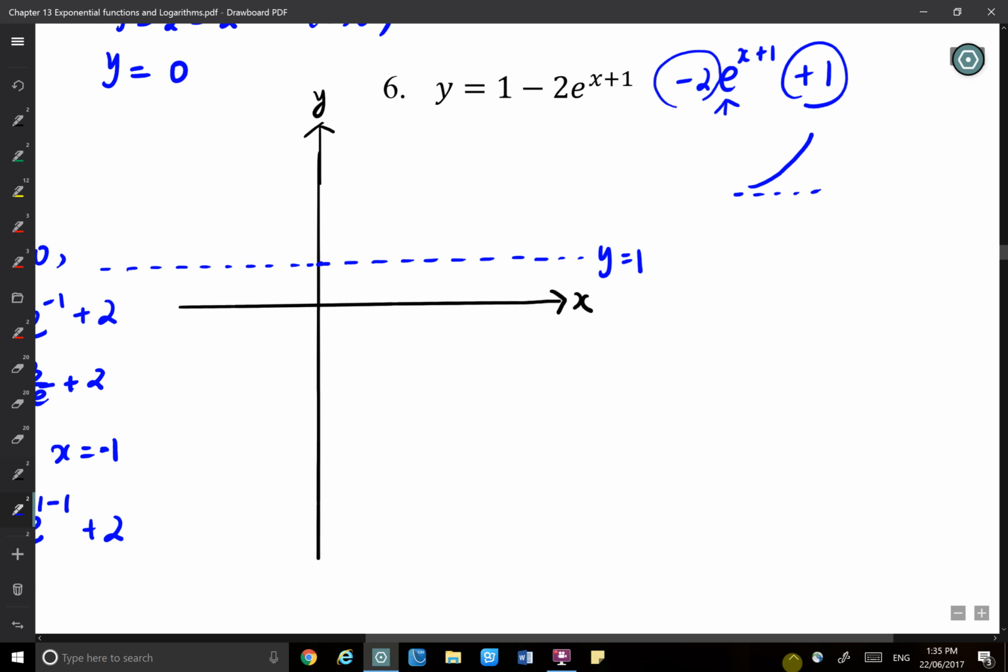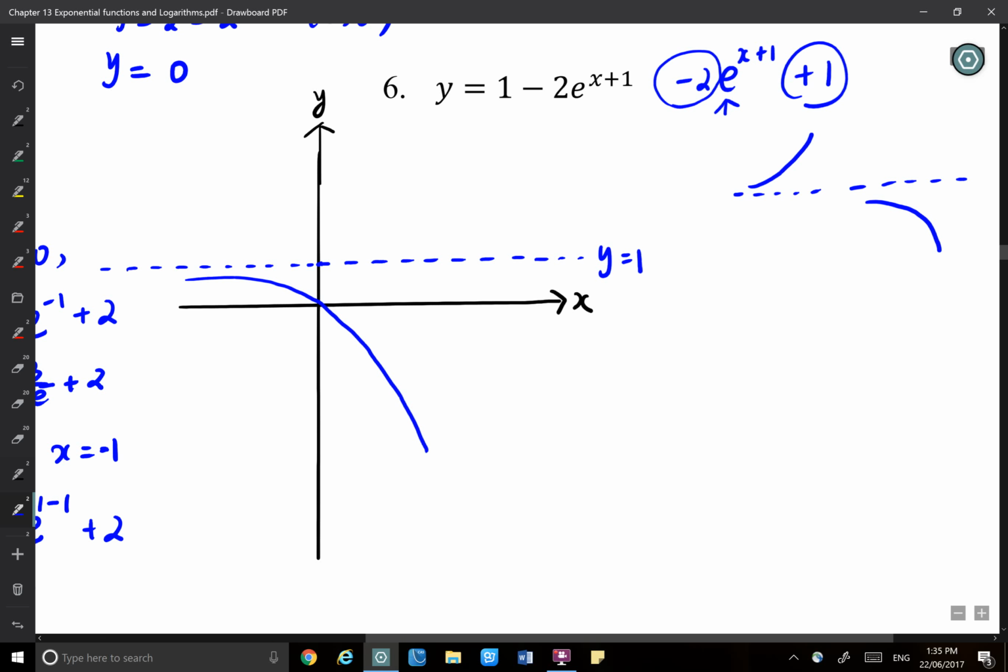I have a negative here, so it will get reflected in the x-axis. So your shape will be like that. Well, the graph can go this way: positive x-intercept, positive y-intercept. Or the graph can be this. It's still an exponential graph. Negative x, negative y-intercept. Well, it still can go through the origin.